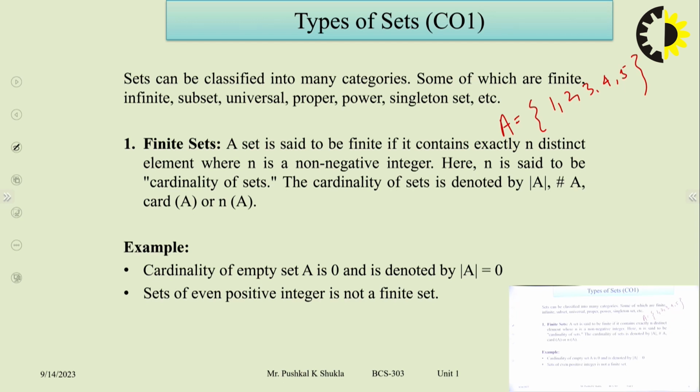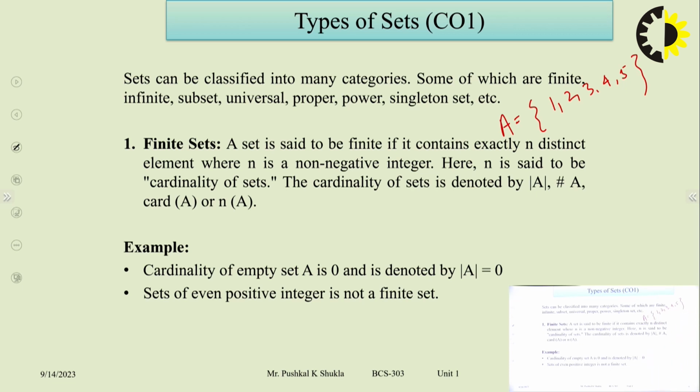Another example of a finite set: the set of all the animals of India. So it is a finite set because at a particular instant of time we can count it with the natural numbers. The set of the population of India is a finite set because at a particular instant we can count it with the natural numbers. So all these are cases of finite sets.